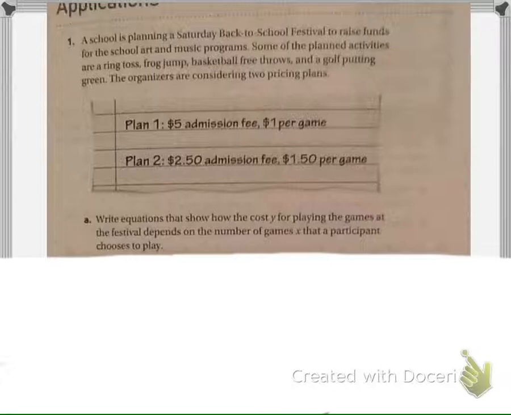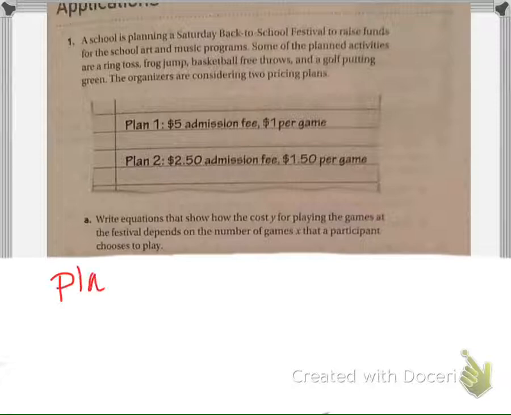So, the school is doing a back-to-school fun festival, and they have two plans. Either you're going to pay $5 to get in, and then $1 per game, or $2.50 to get in, and then $1.50 per game. It says write equations for each plan.